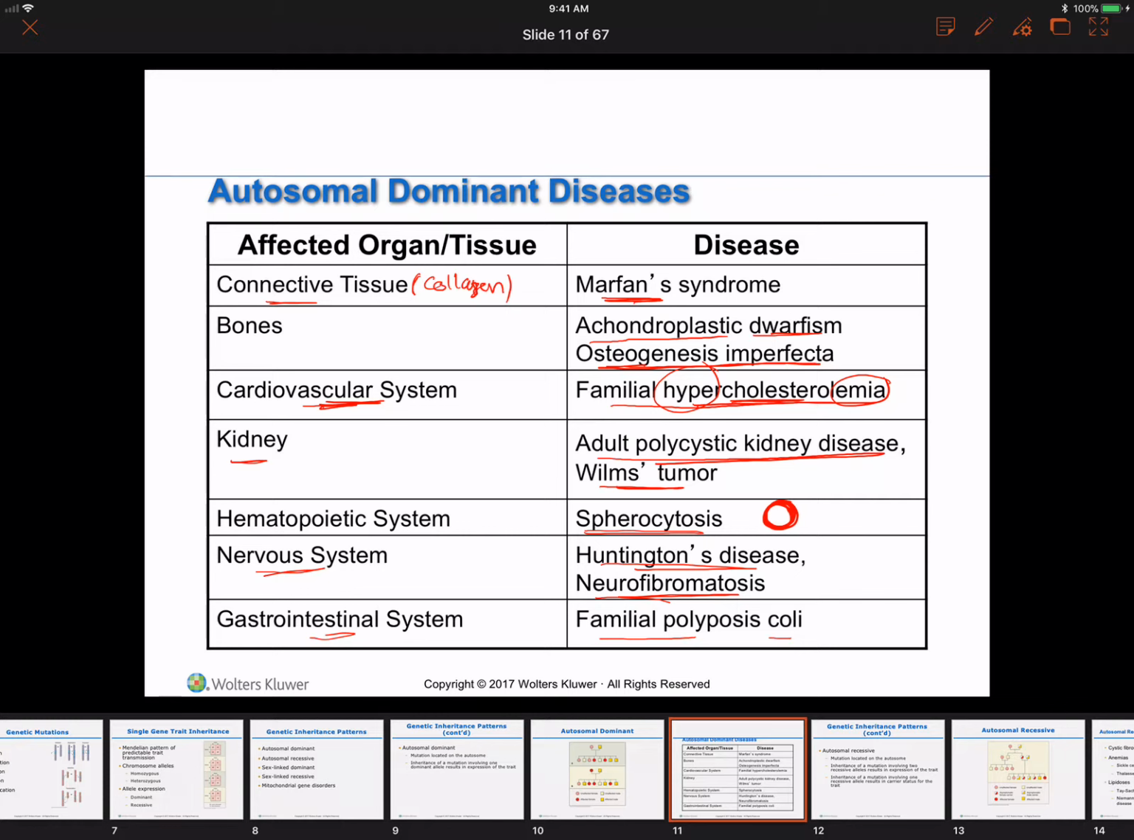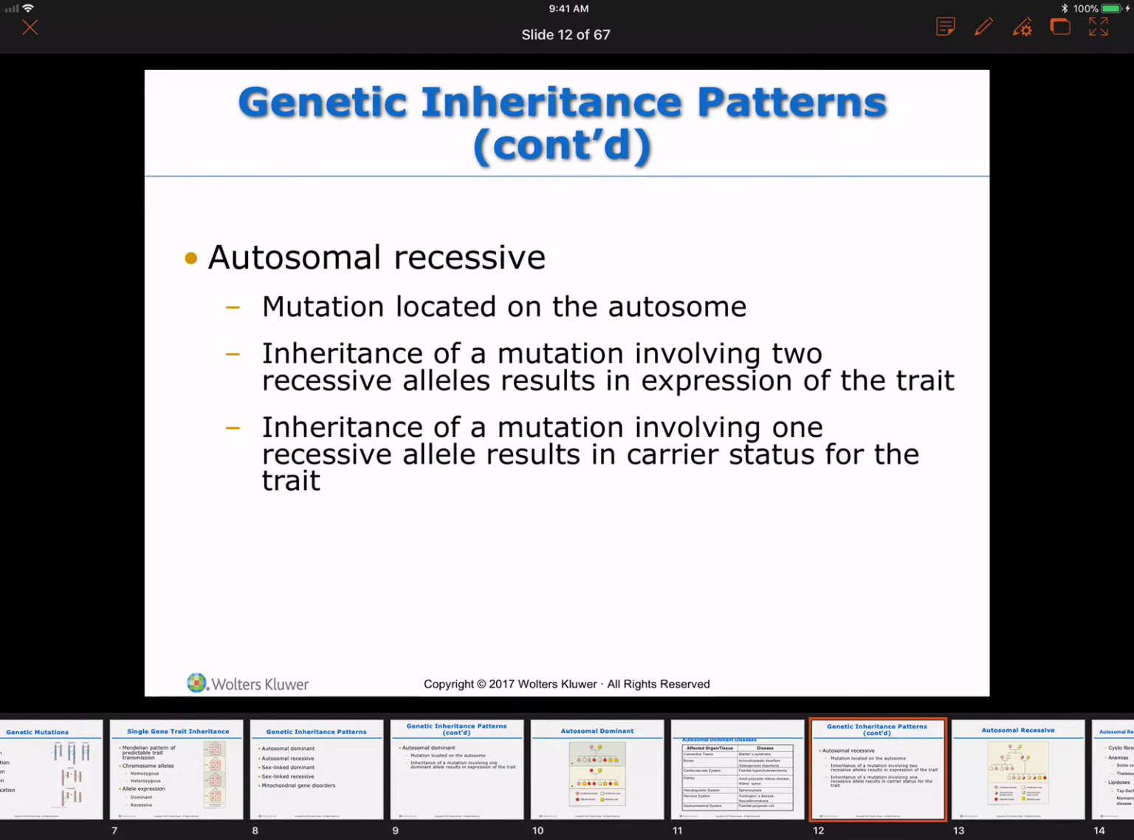All right. The second example is the autosomal recessive diseases. Now, again, autosomal means the mutation is located on the autosome. The inheritance would involve 2 recessive alleles in order for the condition or the trait to be expressed. All right? If we have 1 recessive allele, only this will have the disease. Someone who is genetically this, it means they have 1 copy of that mutation. It means they become a carrier.